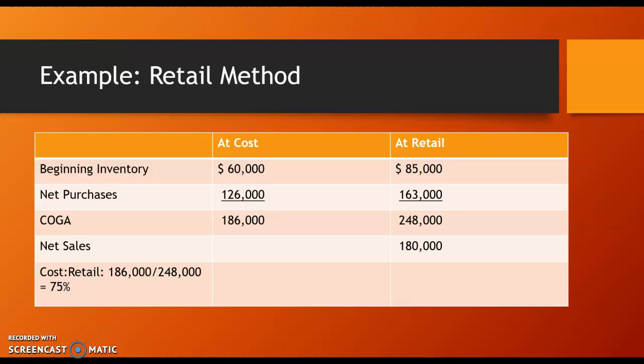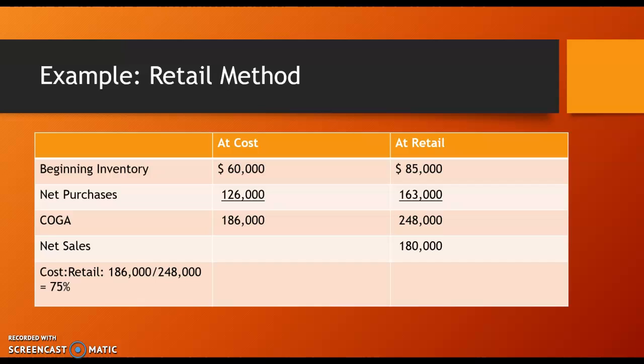So let's take a look at an example. So here we have the beginning inventory at cost and at retail prices, and we have our net purchases at cost and at retail prices. So we add those two together, beginning inventory, net purchase, and that gives us the cost of goods available. So now we have the cost of goods available, our normal cost of goods available, which is at cost, $186,000. And then we have this cost of goods available at retail prices, which would be $248,000. So those two numbers are what we do for step 1.